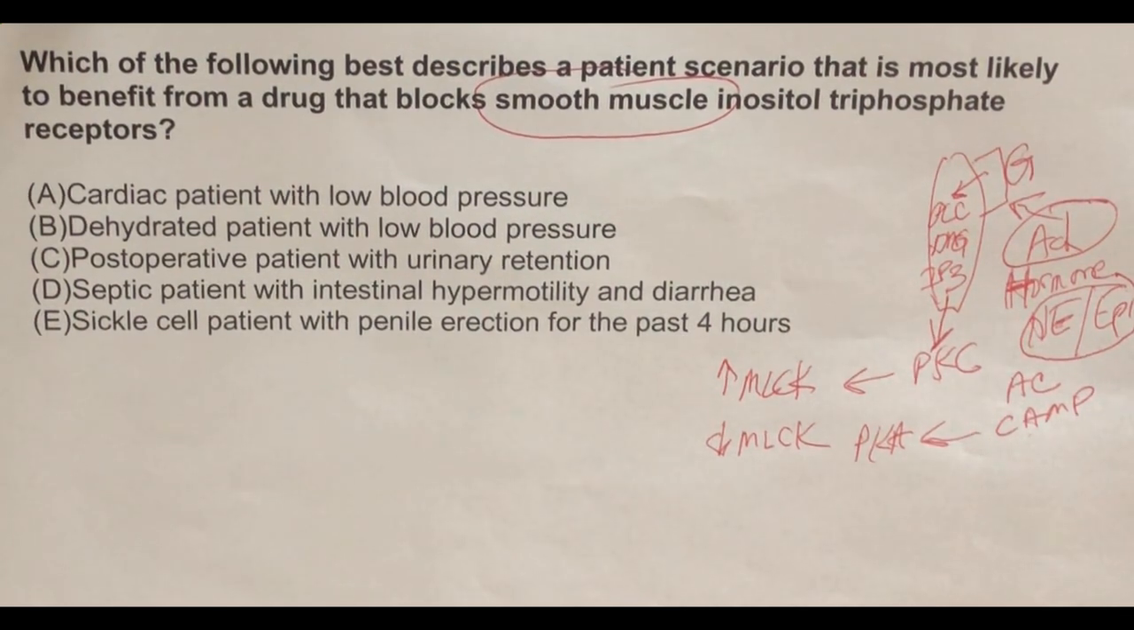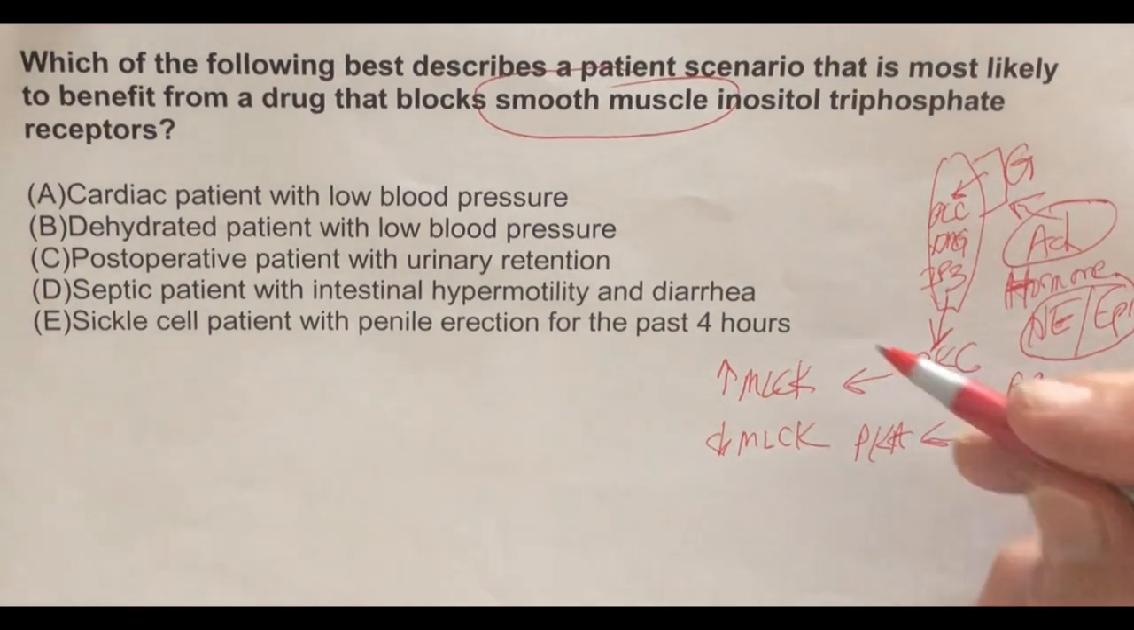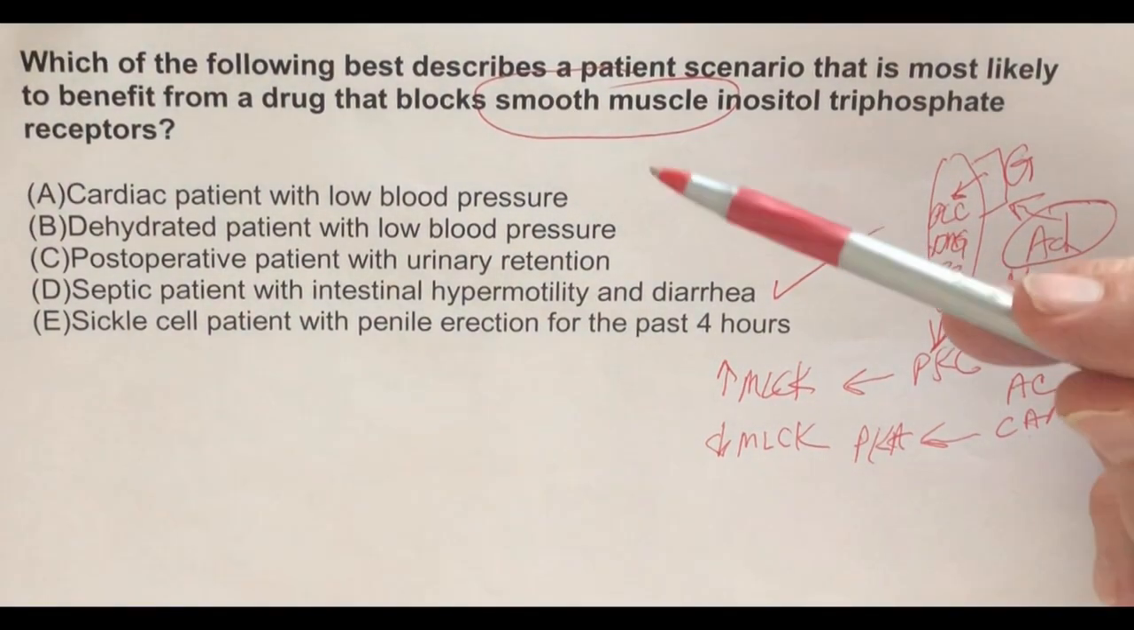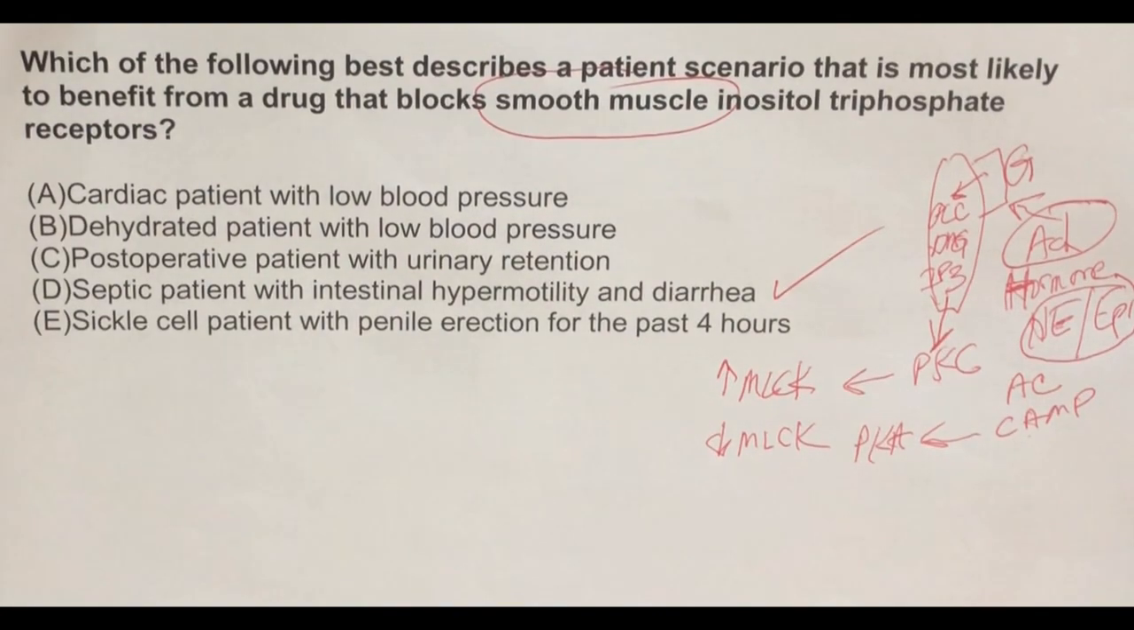Let's go to D. A septic patient with intestinal hypermotility and diarrhea. Well, to me, that's going to jump out immediately as the most likely so far, because hypermotility and diarrhea is a hyperexcitability state. The others are a low excitability state of smooth muscle. Now, we can't be sure yet because we still have E, and sometimes there are two correct answers and we're required to select the best one.